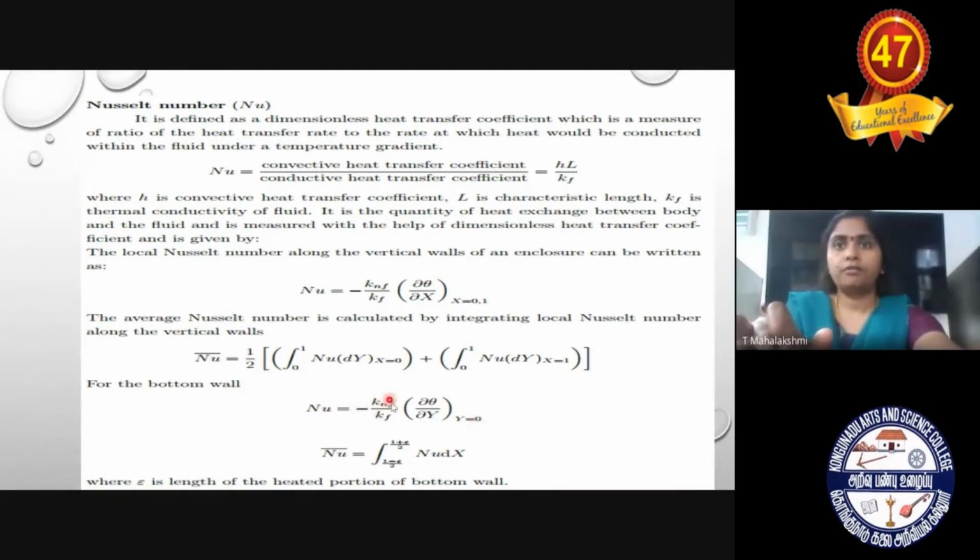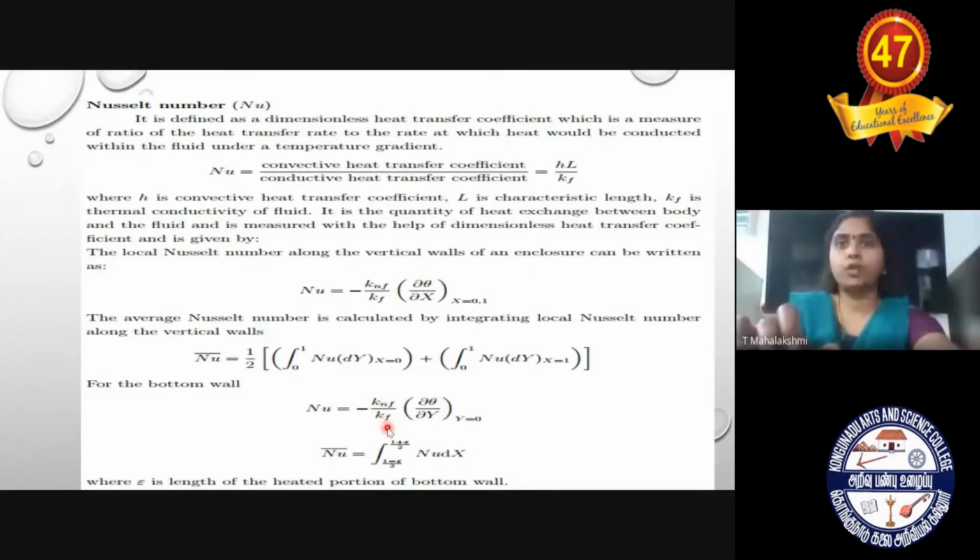Here KNF is the thermal conductivity of the nanofluid and KF is the thermal conductivity of the base fluid we consider in this problem. And here at the upper limit we have 1 plus epsilon by 2 and at the lower limit we have 1 minus epsilon by 2. Epsilon represents the heated portion of the bottom wall. In this problem the entire bottom wall is considered as the hot one. So epsilon is 1 here. Okay.